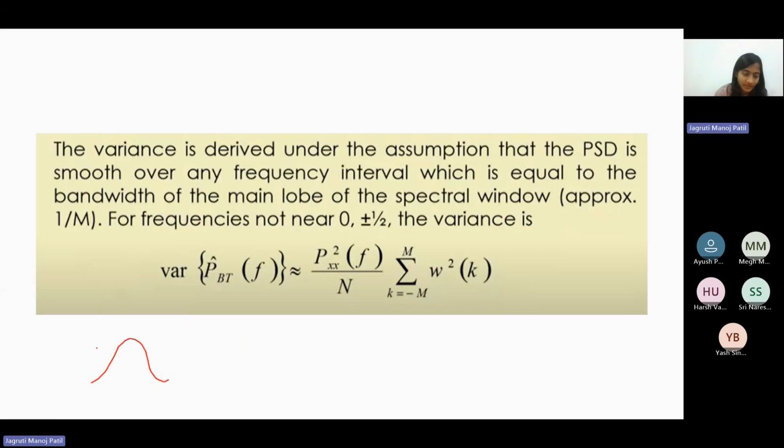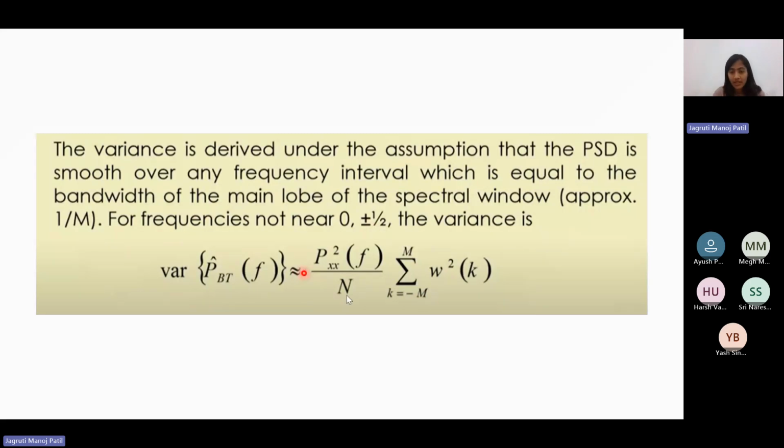So it's the difference between these two points. This is nothing but the bandwidth of a particular signal, at two different frequencies, say f1 and f2 over here. That is equal to the bandwidth of the main lobe of the spectral window. For frequencies which are not near 0, in the range from negative 0.5 to positive 0.5, the variance was given by this.